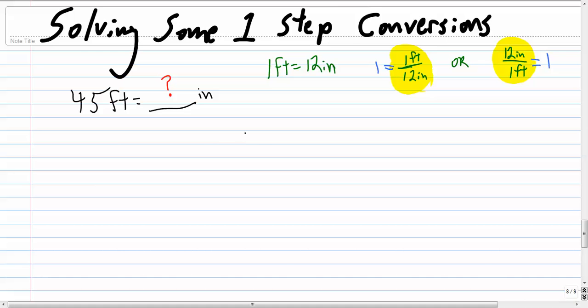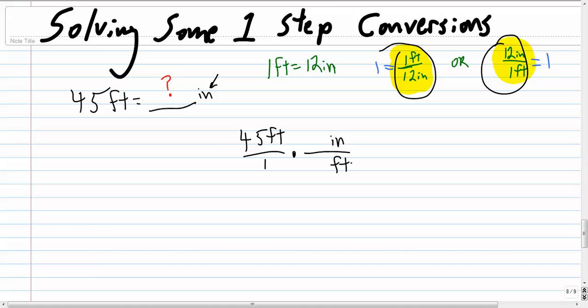The first thing you do is you write your given quantity, 45 feet. You don't have to, but it's good practice to put that over 1. It just reminds you that any number can be a fraction. And then we are going to multiply by something that allows us to cancel out feet. So since I have feet on top and I want to cancel it out, I put feet on bottom. And in this case, I was asked for inches, so I'm going to put inches on top. Now I just have to decide whether I'm going to use this one or that one. Well, since I've got feet on bottom, I'm going to pick this one. So I'm going to write 12 inches over 1 foot.